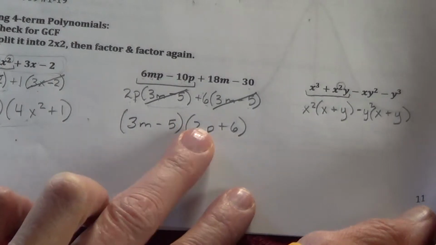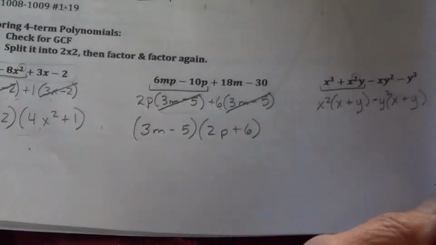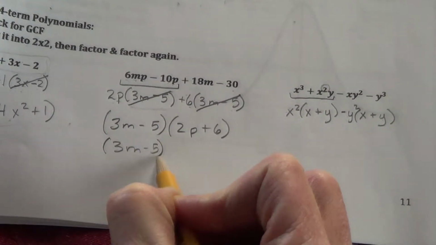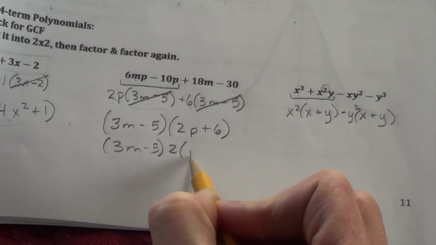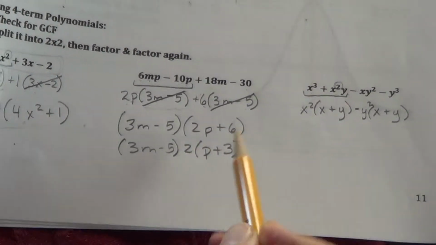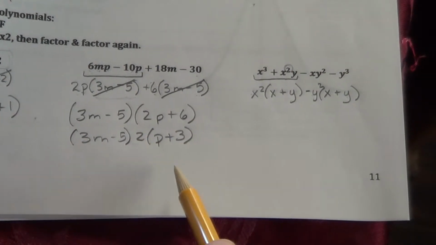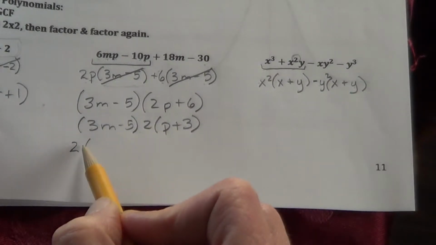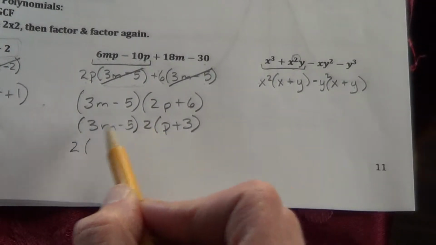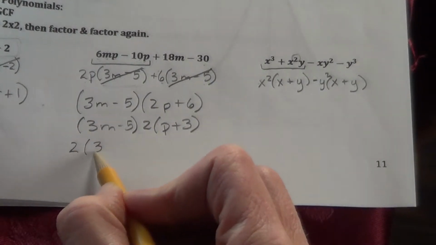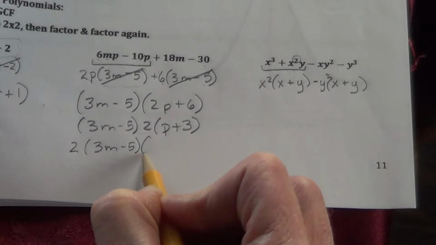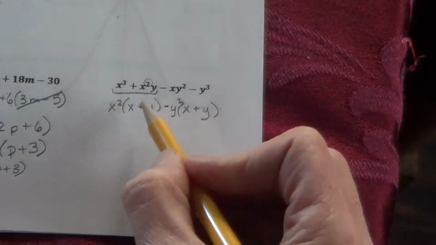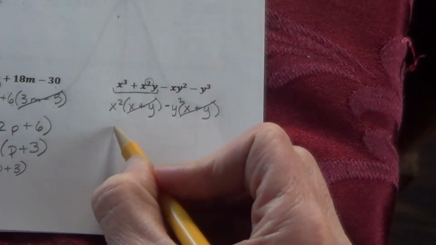You could pull 2 out of each of those. So in doing that, we factor out again 3m minus 5, pull the 2 out, that would leave p plus 3. Now, we do not like to leave just a number in the middle of binomials. It gets a little bit sloppy looking, so we always move that single term out to the front and just rewrite your binomial factors after it. Okay? The last one here, x plus y, we factor out.